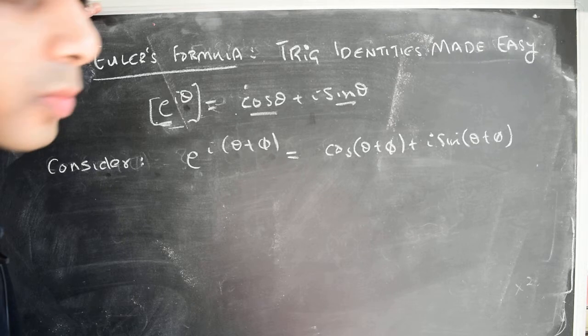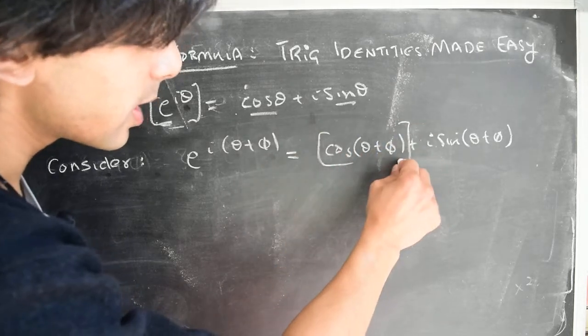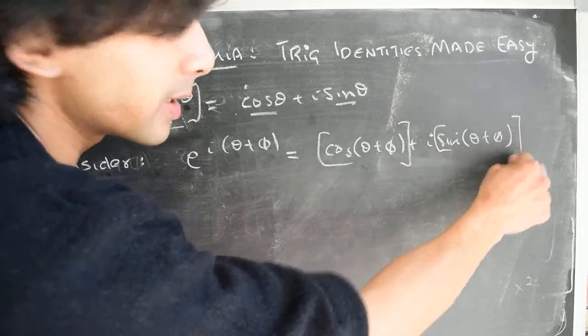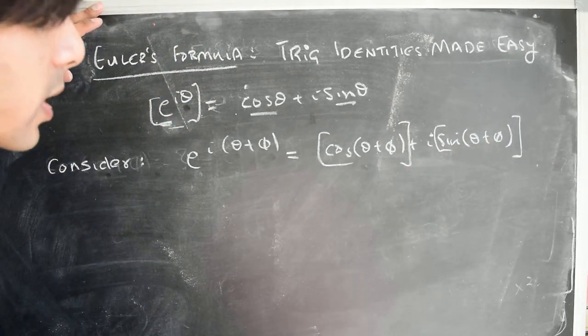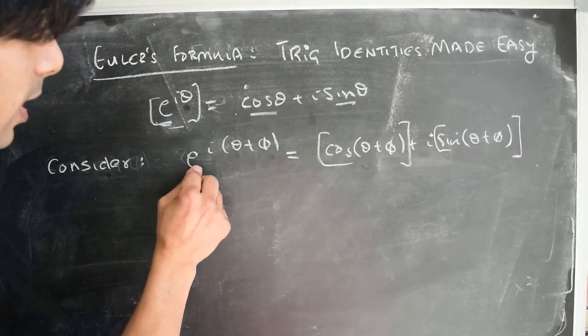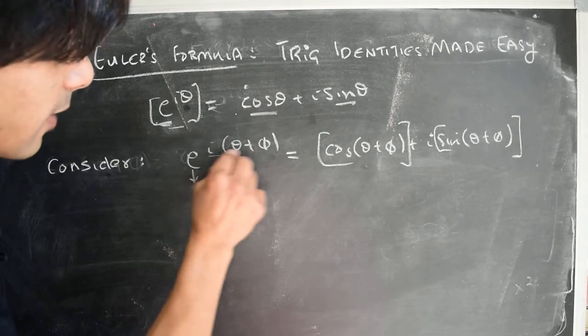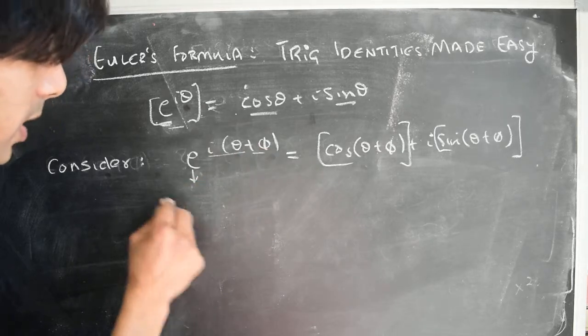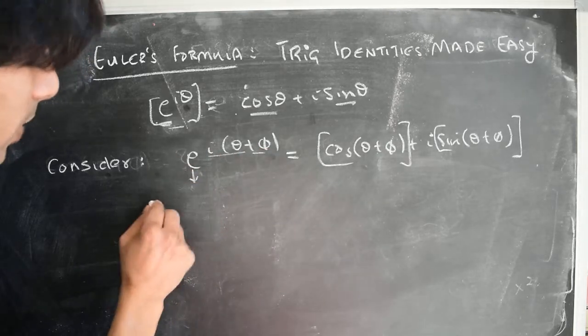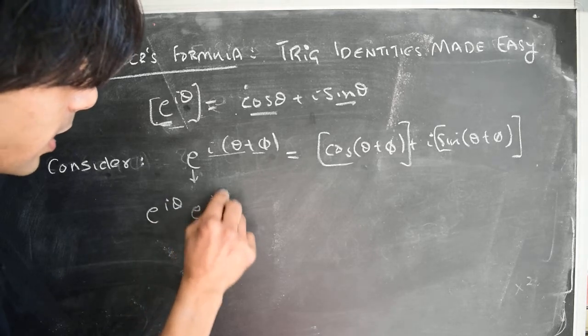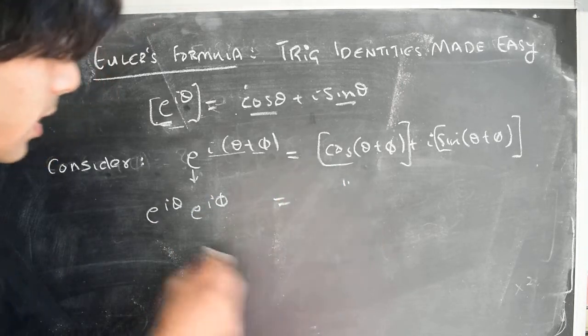So how does this help us in working this out? Once we find out this, we will simultaneously also find out what sine theta plus phi is. So how do we work this out? Well, one of the properties of the complex exponential, or the exponential, is that if you have the sum of arguments, you can split it up as a product of exponentials. So we can write this as e to the power of i theta times e to the power of i phi is equal to the right hand side.